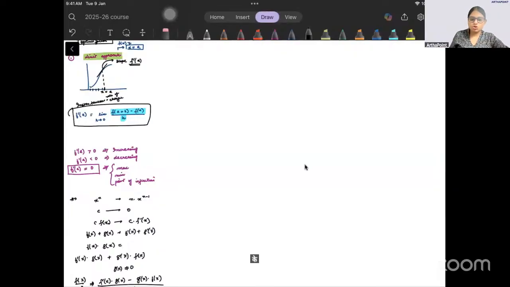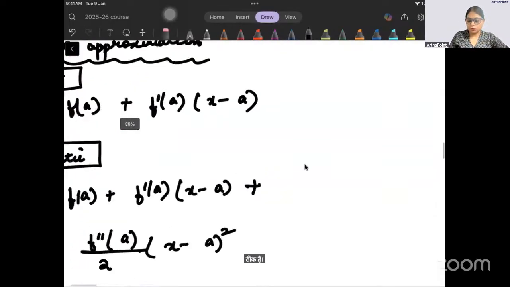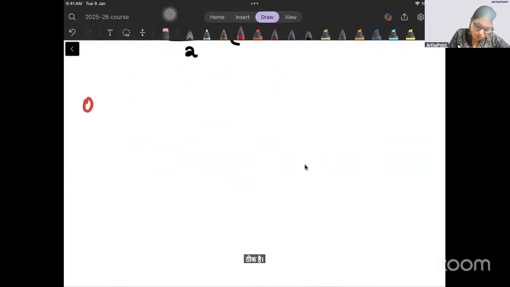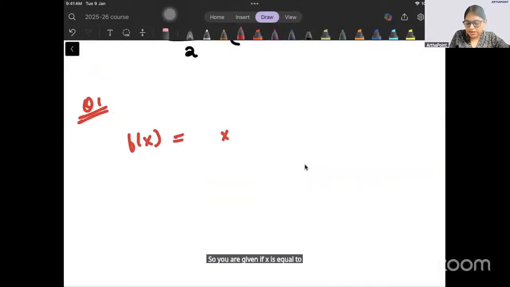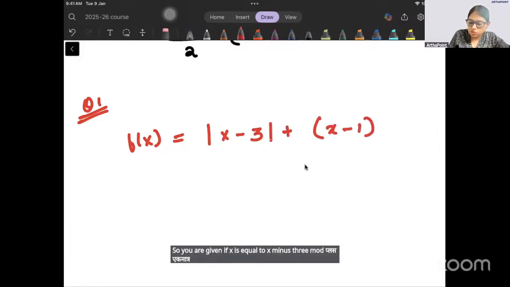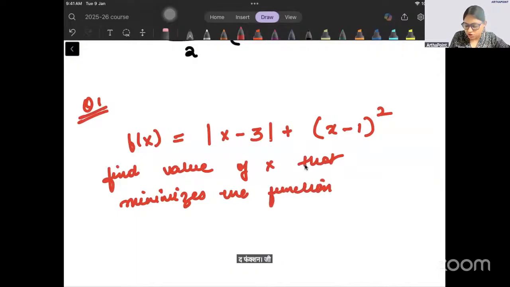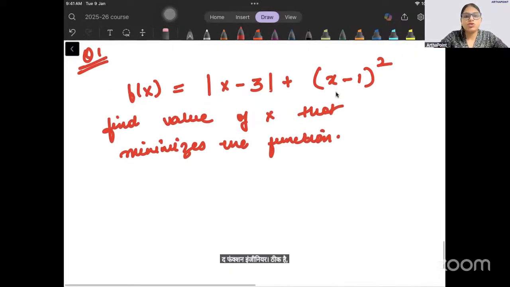Okay. So let's do some questions now. You're given f(x) is equal to mod of x minus 3 plus x minus 1 whole square. Find the value of x that minimizes the function. Give it a try. Take a minute. Try to do this yourself.